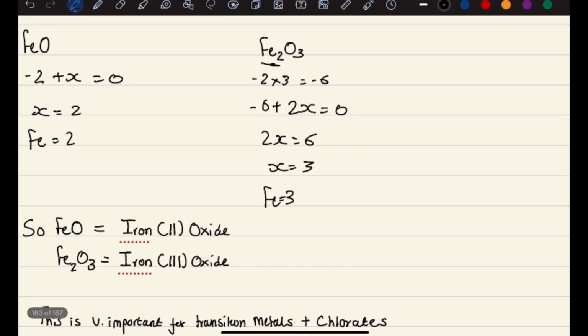So now we can call FeO iron(II) oxide. Fe2O3 is iron(III) oxide. Just be aware of that. These are different compounds, but they do have the same name as iron oxide. We just need to know what's the oxidation state of iron.